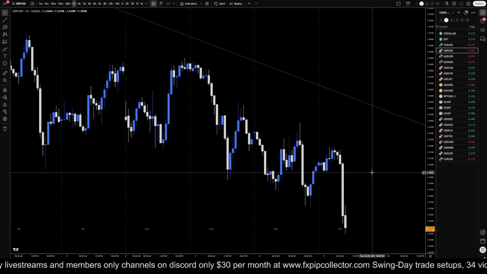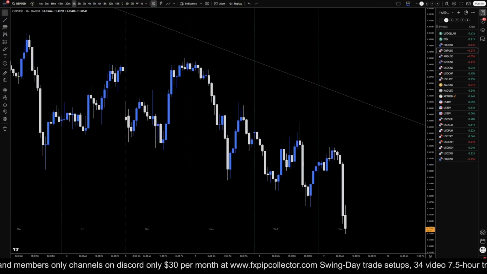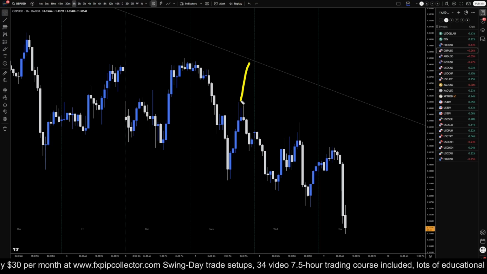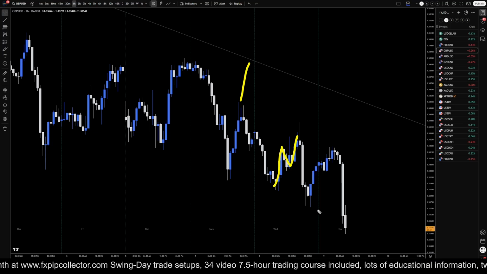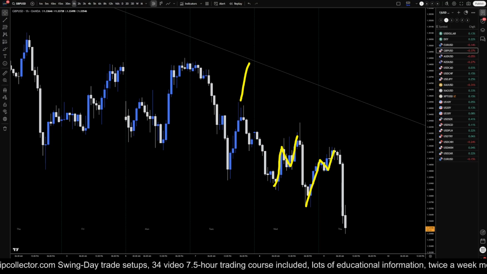Unfortunately, there's really nothing that I would suggest doing on the shorter time frames as of now, except for patiently waiting for more entries. The places to get short are right here at the end of that three-wave pullback, right here at the end of that three-wave pullback.